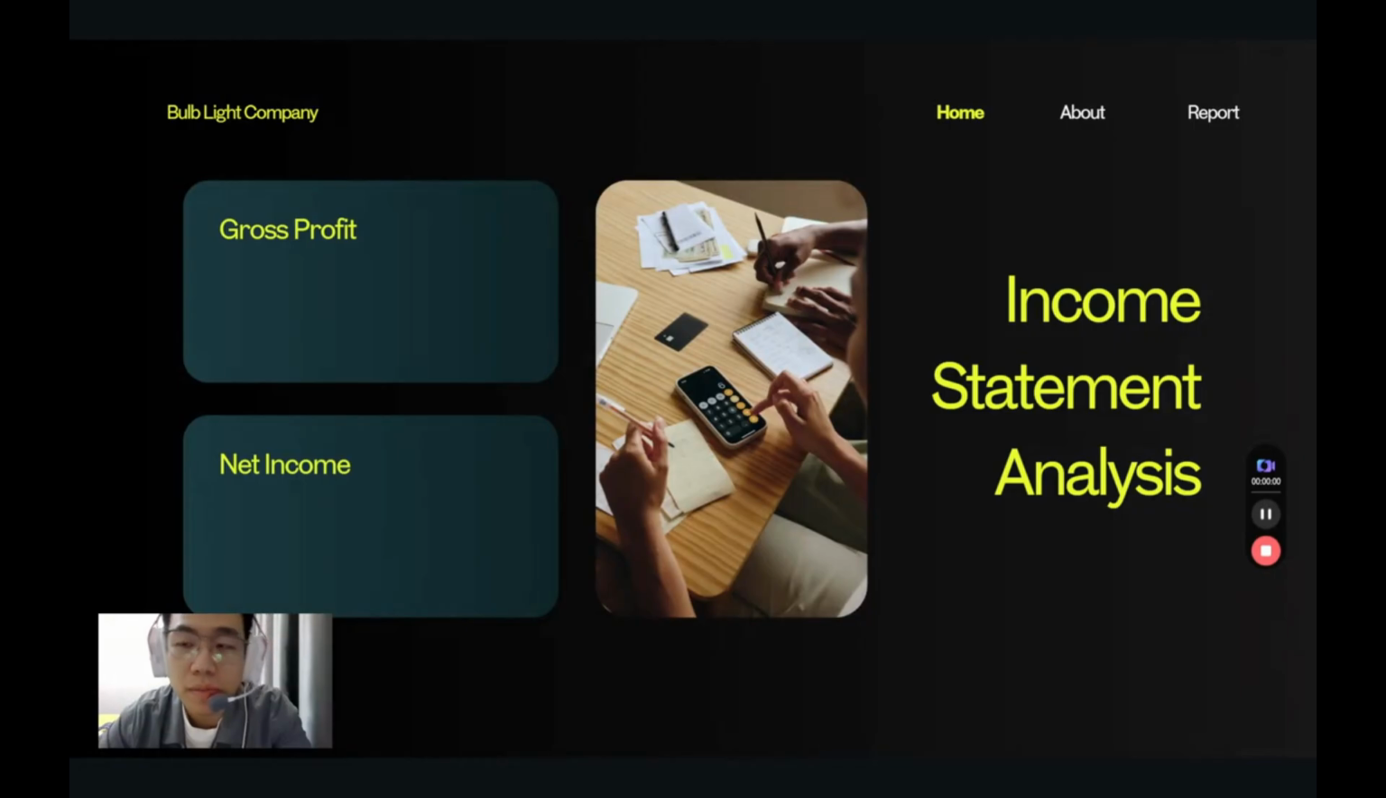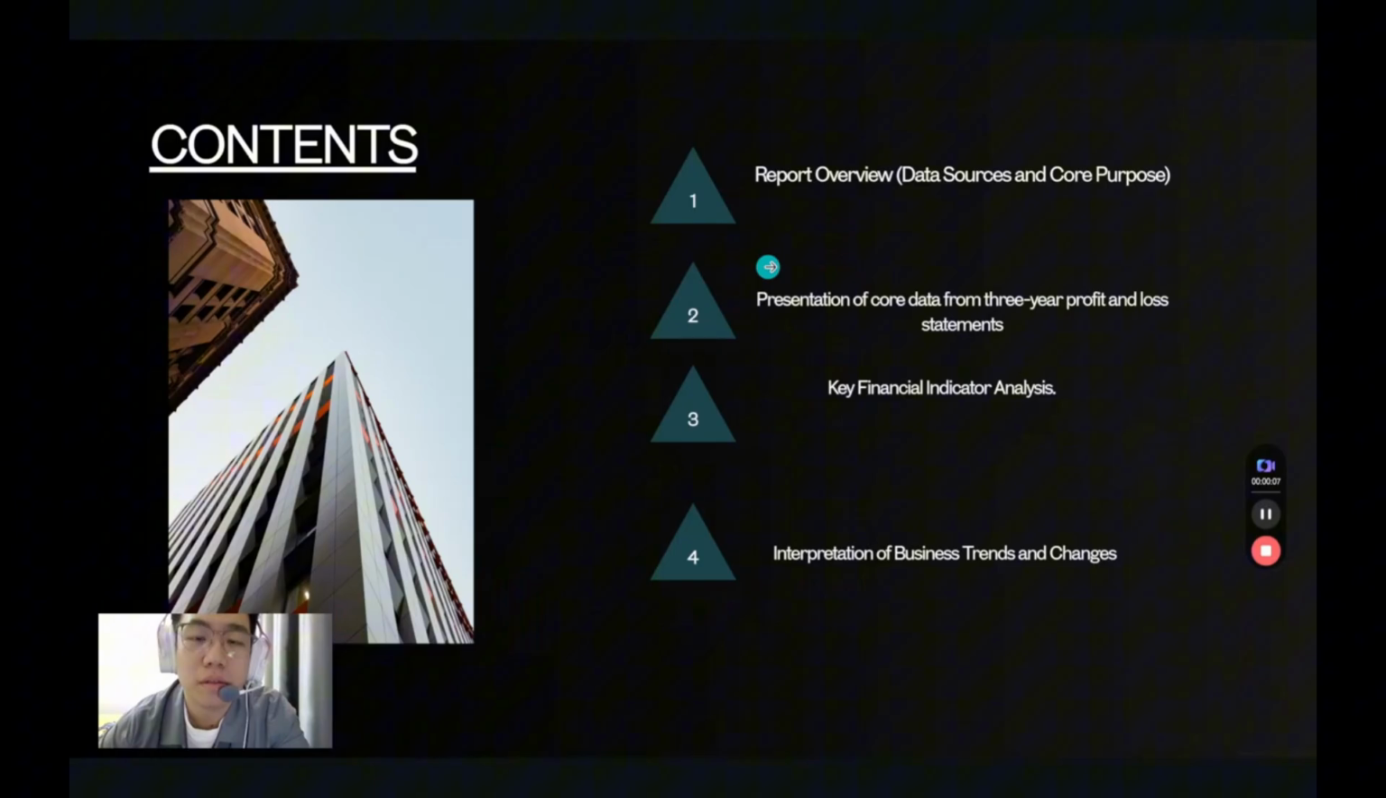Thank you. Hello, my name is Wang Yun. My part is income statement analysis. So the contents will have four parts. First one is a report overview. Second is a presentation of core data from 3-year profit and loss statements. Third is the key finance indicator analysis. Fourth is the interpretation of business trends and changes.